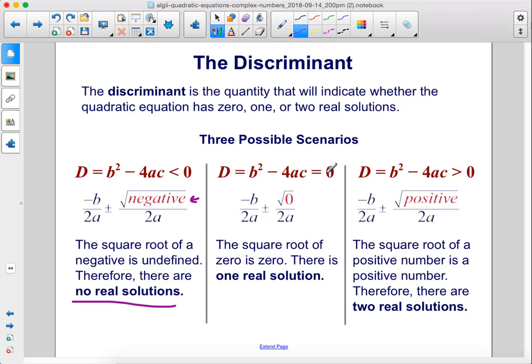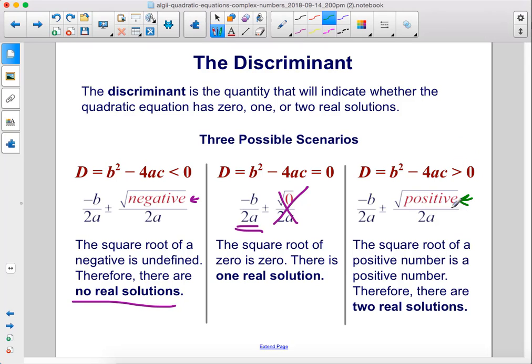The second scenario is that the discriminant equals 0. So we have a 0 under the radical in the quadratic equation. The square root of 0 is 0. There's going to be one real solution because this term will go away and we are just left with this as our solution.